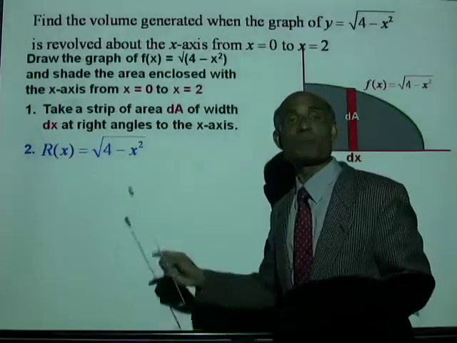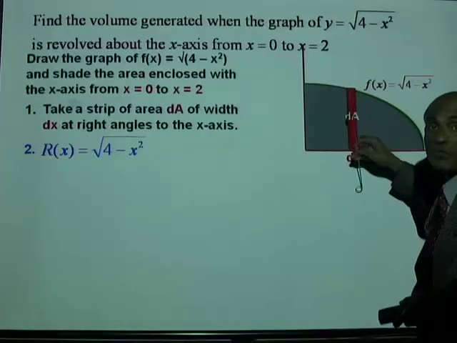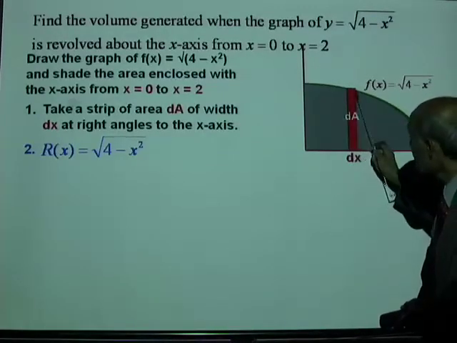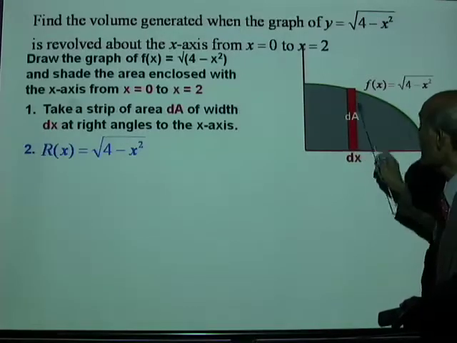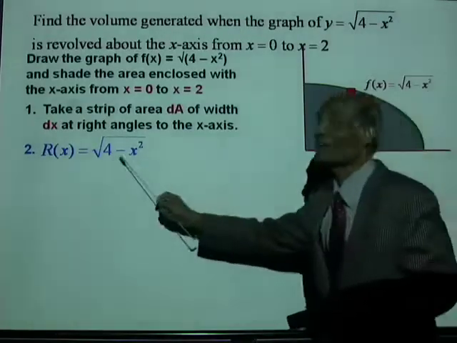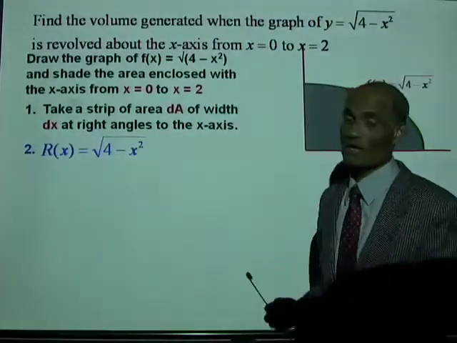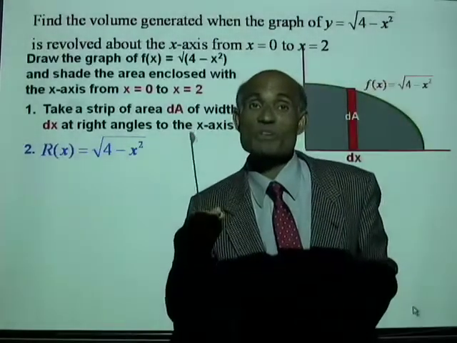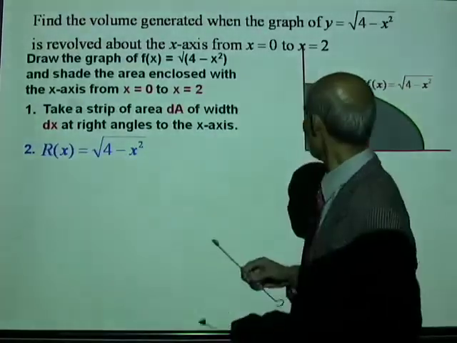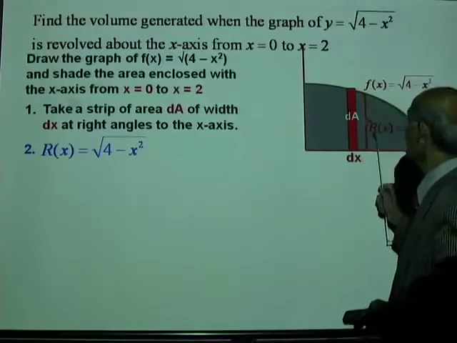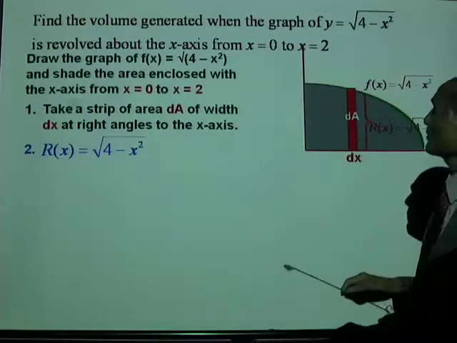And what's the second step? The radius of revolution: when this is revolved about the x-axis, the disk generated will have this radius, and that radius equals f of x equal to square root of 4 minus x squared. So the radius of the disk generated, r of x, we now know. That's the radius, r of x equal to square root of 4 minus x squared.